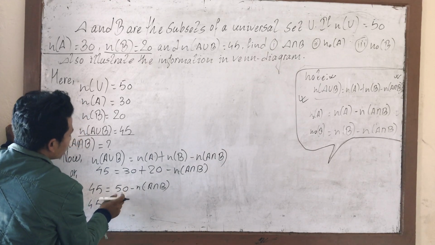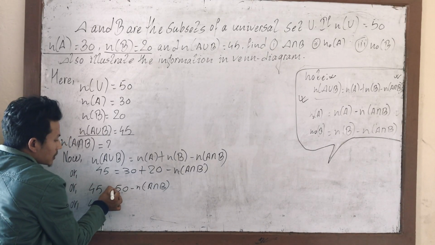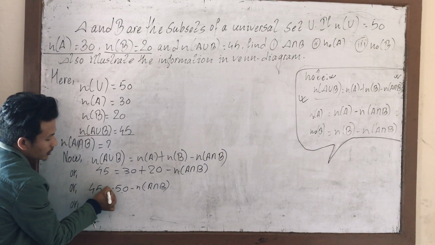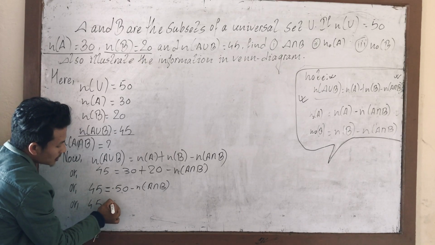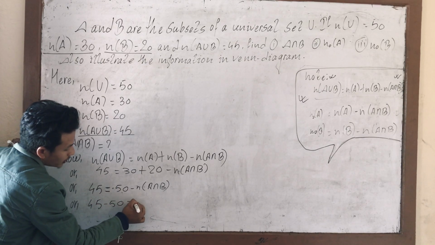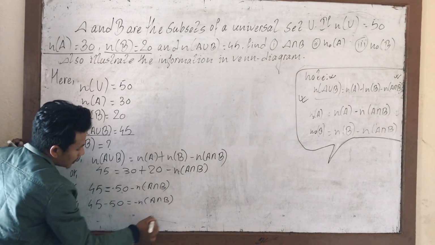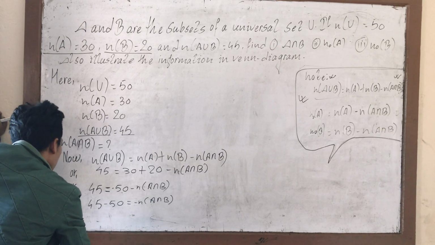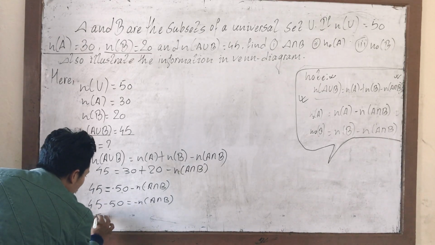I'm going to keep this 50 on the next side, and in front of 50 there is always a hidden plus, so when it comes to the other side of the equals, it changes the sign and becomes minus, and we have minus A intersection B. So you can see here we cannot subtract 45 from 50, but we can subtract 50 from 45. So let's subtract 45, it becomes 5.